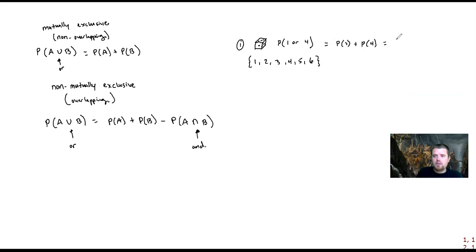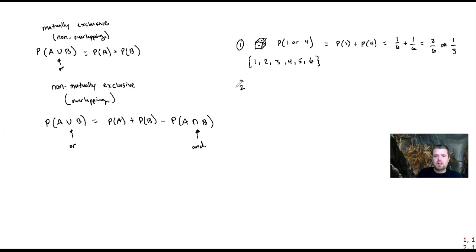Probability of rolling a 1 is 1 out of 6. Probability of rolling a 4 is 1 out of 6. So the probability of rolling a 1 or a 4 is 2 out of 6, or you could simplify the fraction to 1/3, like so.